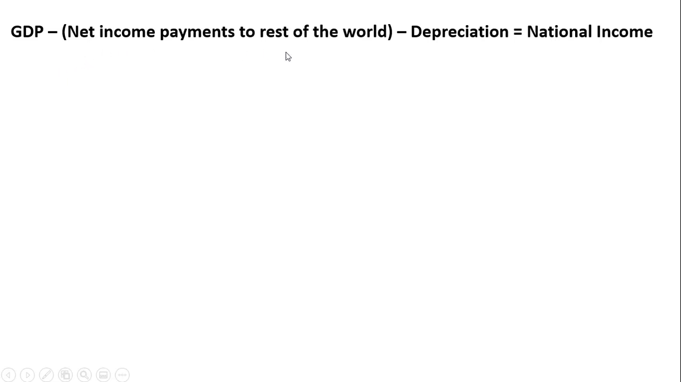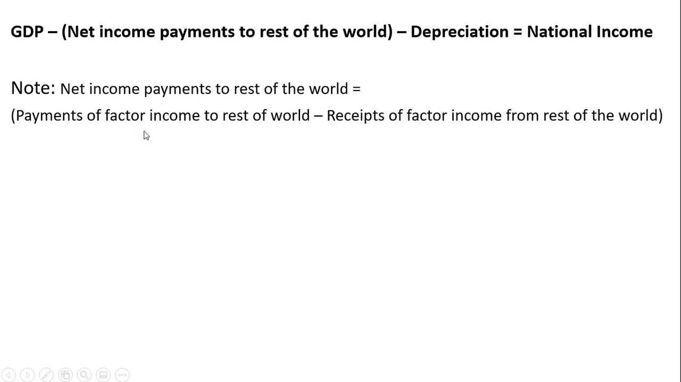GDP minus net income payments to the rest of the world minus depreciation will equal national income. The thing in parentheses here, net income payments to the rest of the world, equals the following. It's payments of factor income to the rest of the world. So, for example, this would be the salary of a Canadian working in the United States. And then we're going to subtract out receipts of factor income from the rest of the world. This, for example, would be the salary of an American working in Canada.